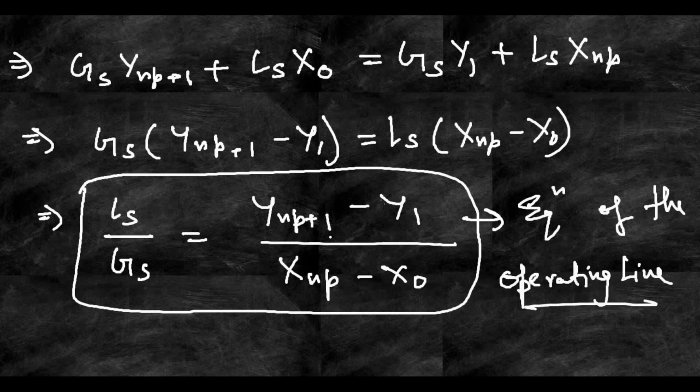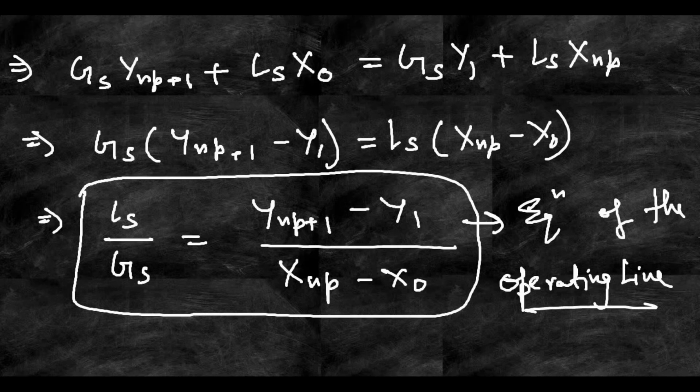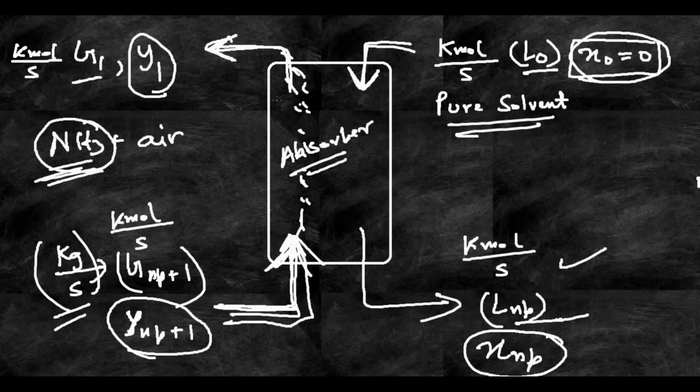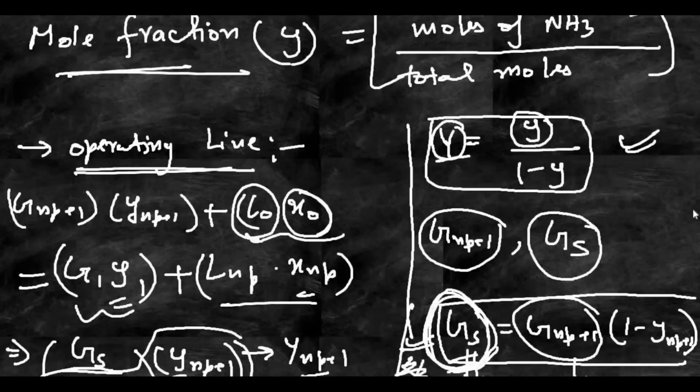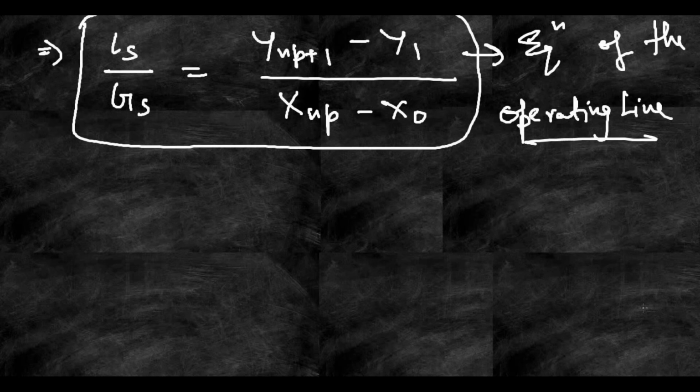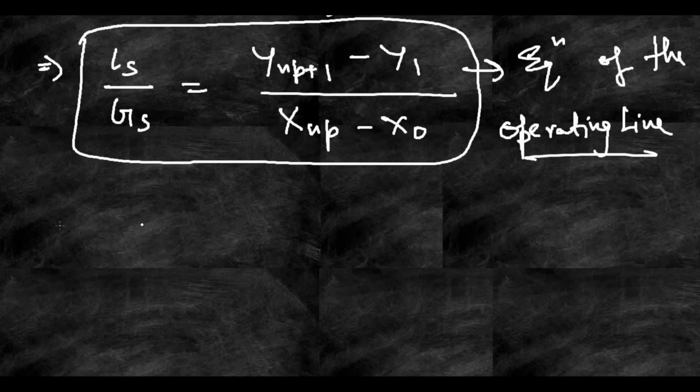So now we will see how to plot this and determine the number of stages which are required to do this absorption. We will be calculating the number of trays which are required within this absorption tower in order to do the required absorption. To do that, we need another line, which is known as the equilibrium line. This is the equation of the operating line. Another line which we will need is the equilibrium line.